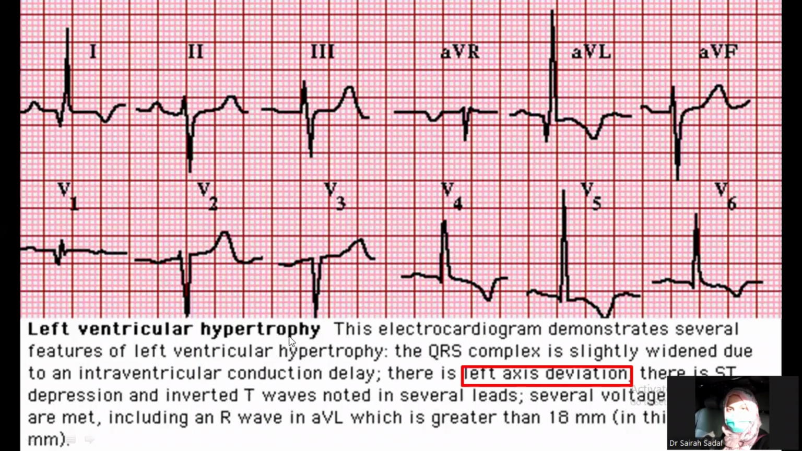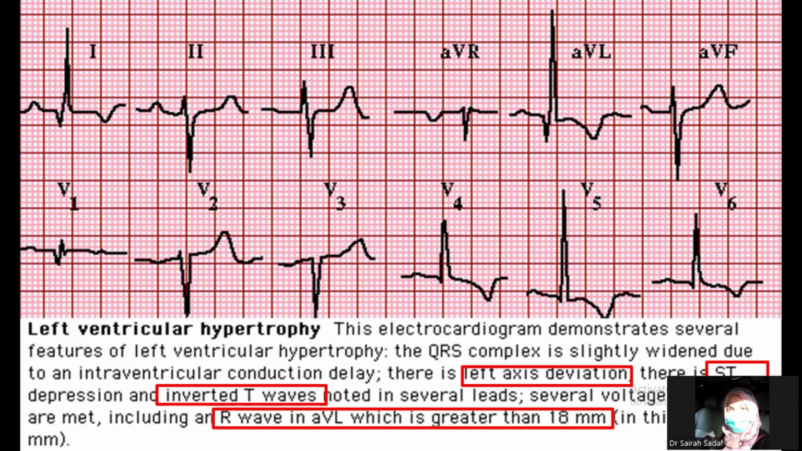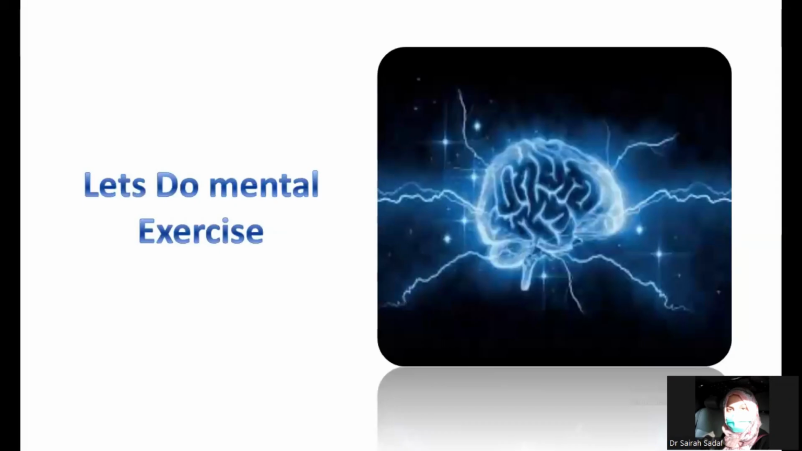Now, do we have any ST depression here? We have ST depression here, a little bit. Then we have inverted T waves. It is very clearly asymmetrical because one limb is sloping and the other part of the ECG is rounded. So that was an ECG with all the positive findings, fulfilling the criteria of left ventricular hypertrophy.